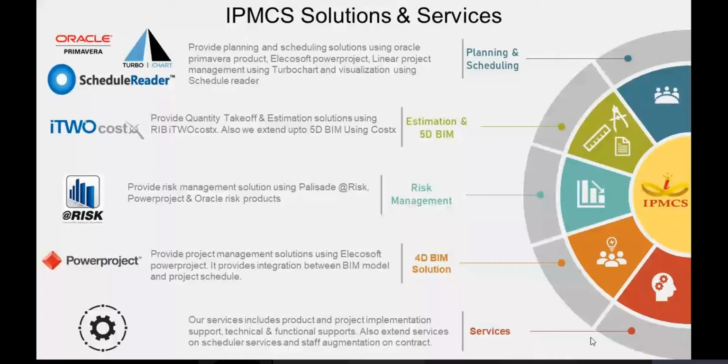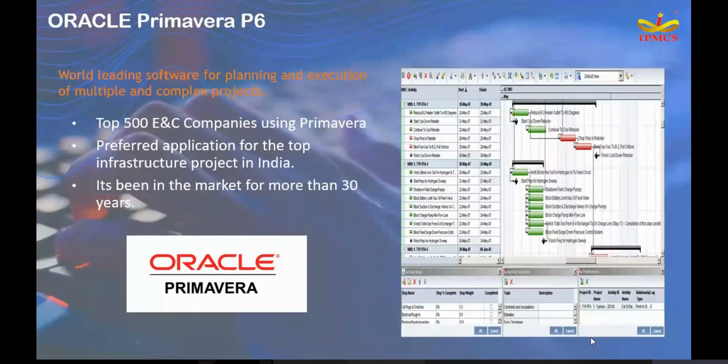So Oracle Primavera P6 is a well-known software in the industry, the world's leading software for planning, execution, and project management. Using this solution, not only can you control a single project, you can control a complete organization, from simple projects to complex projects, and manage them efficiently. The top 500 engineering and construction companies use this software. It's a preferred application for top infrastructure projects in India. It has been in the market for more than 30 years.